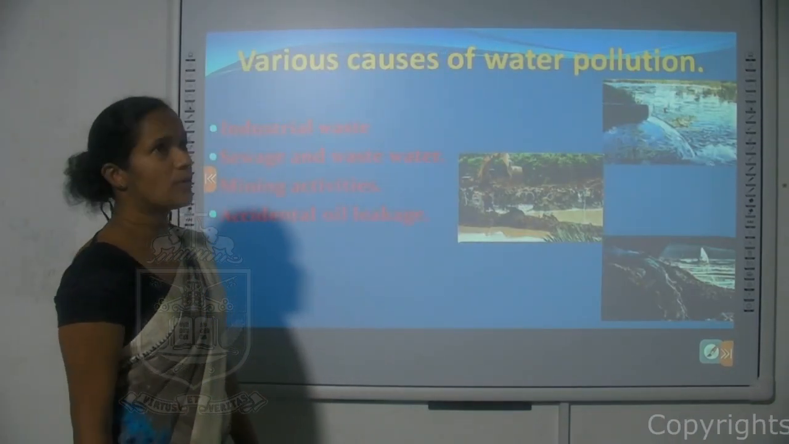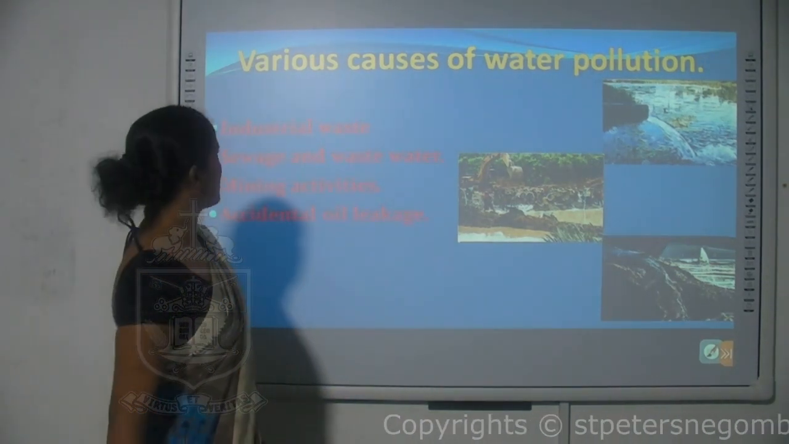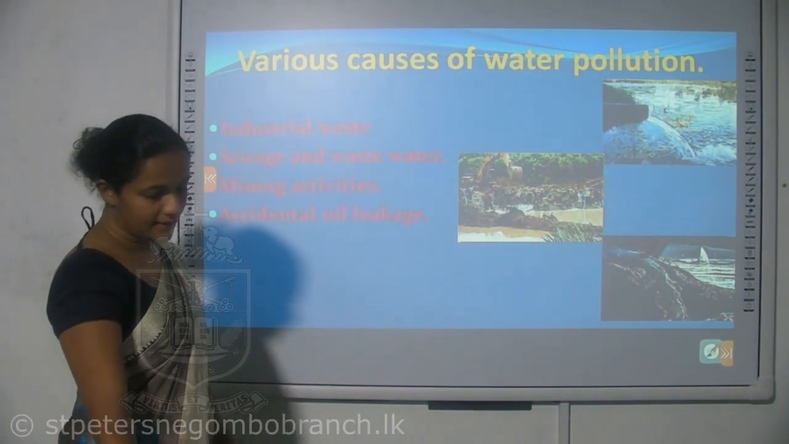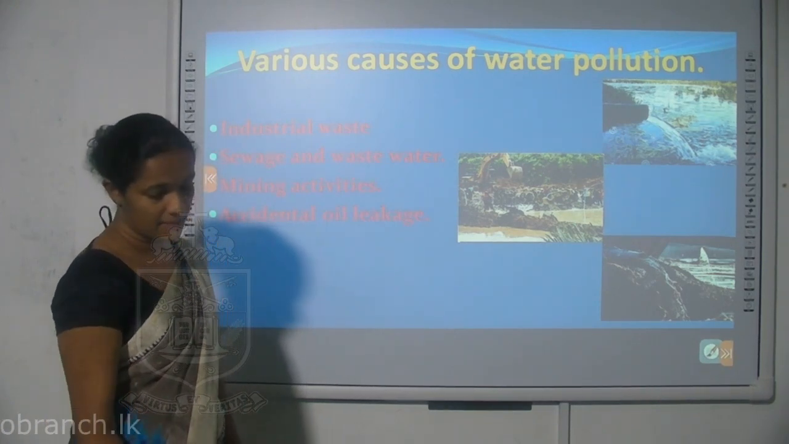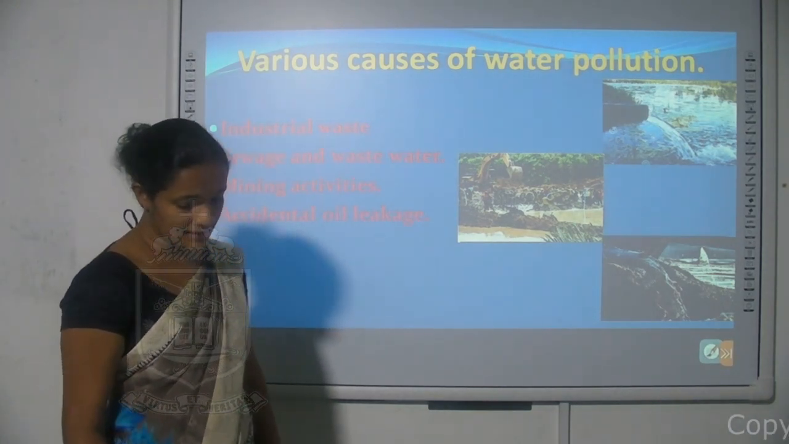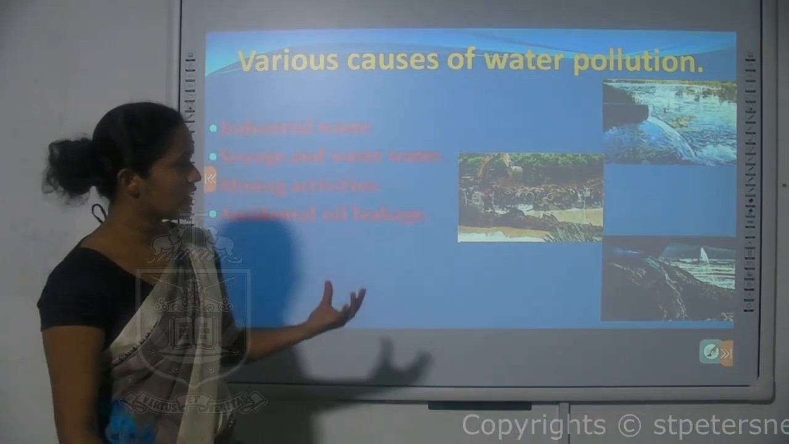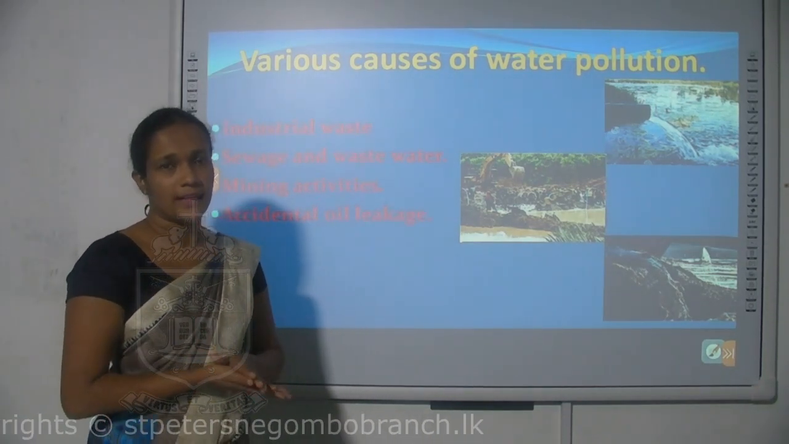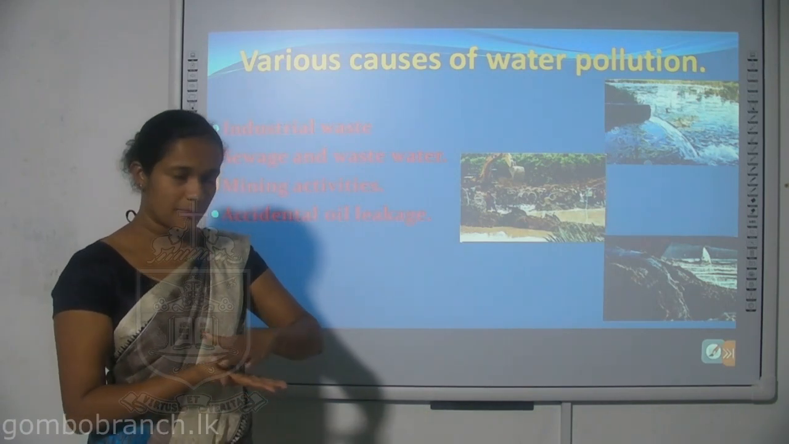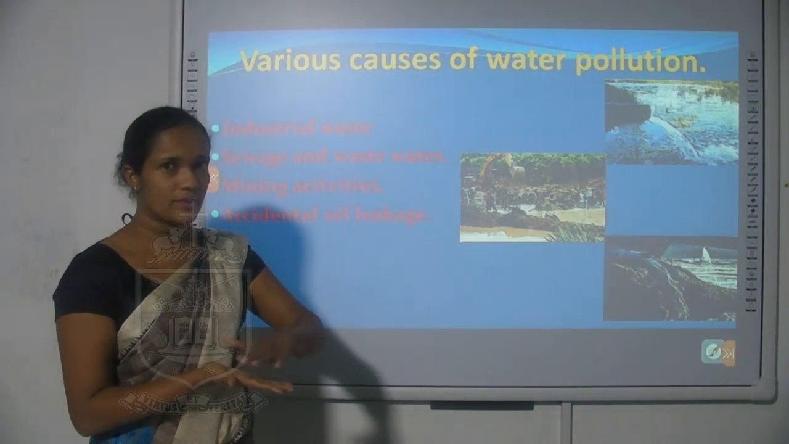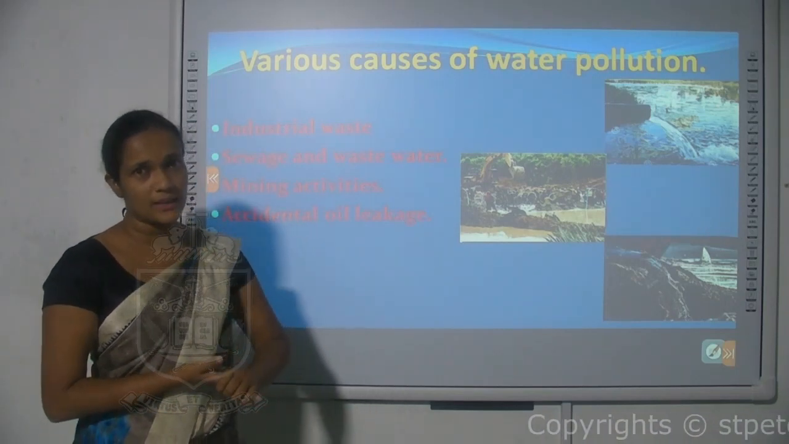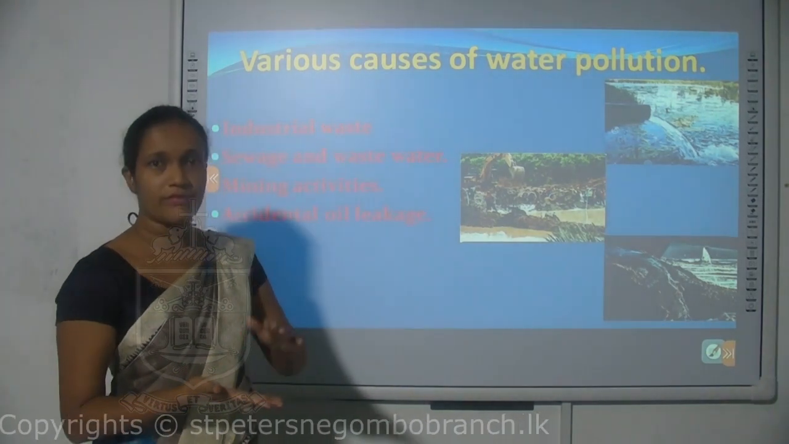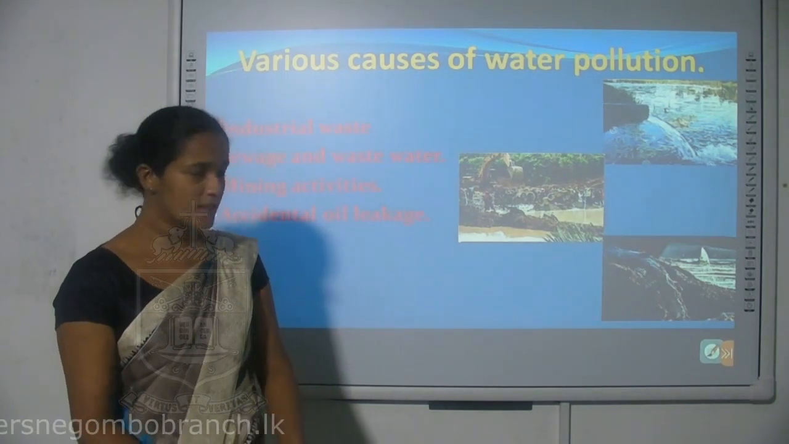Various causes of water pollution. Why does water get polluted? Because we put industrial waste, sewage and waste water, mining activities, and accidental oil leakage. Now when we talk about oil, you know that oil does not dissolve in water. The oil will stay on the outer surface of the water. It won't get mixed with water, so it is very hard to remove those layers of oil from the water. So suddenly the water gets polluted.